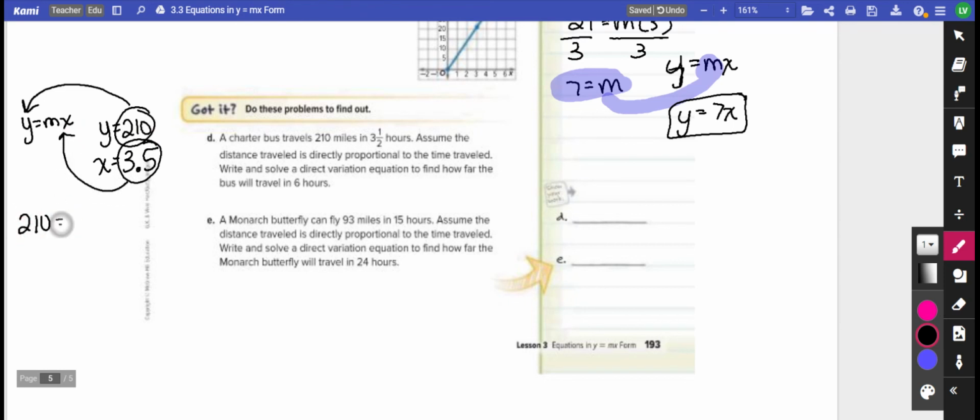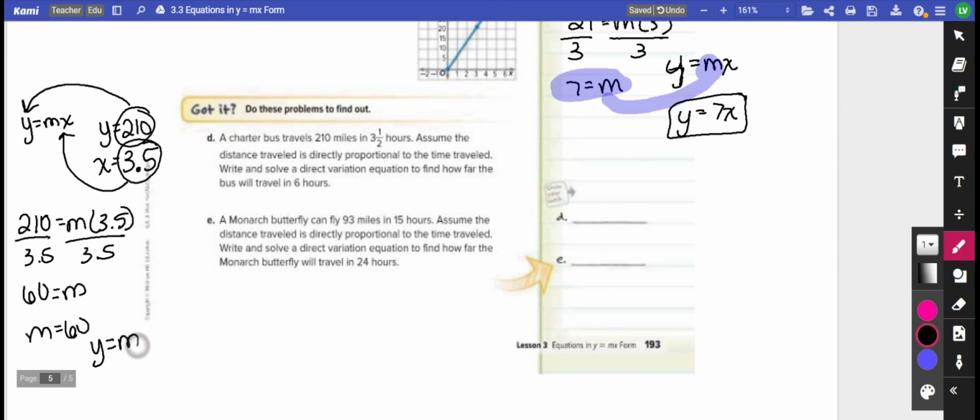So 210 equals m times 3 5/10. I'm going to divide both sides by 3 5/10. And that gives me 60 equals m. So m equals 60. So I take my direct variation equation, y equals mx, and I'm going to plug 60 in for m this time. So y equals 60x. So that's the first part of my answer.